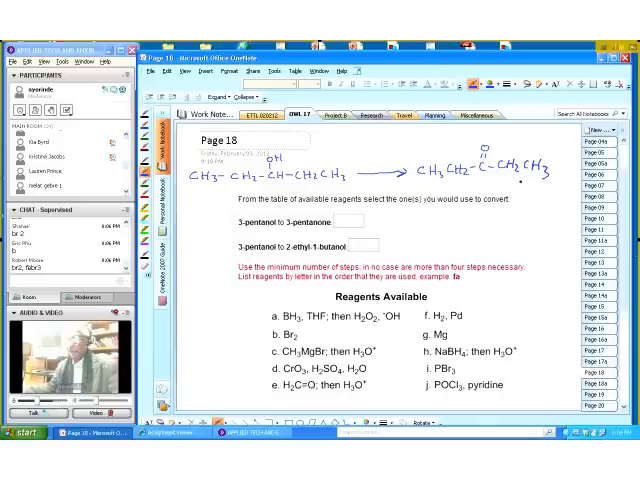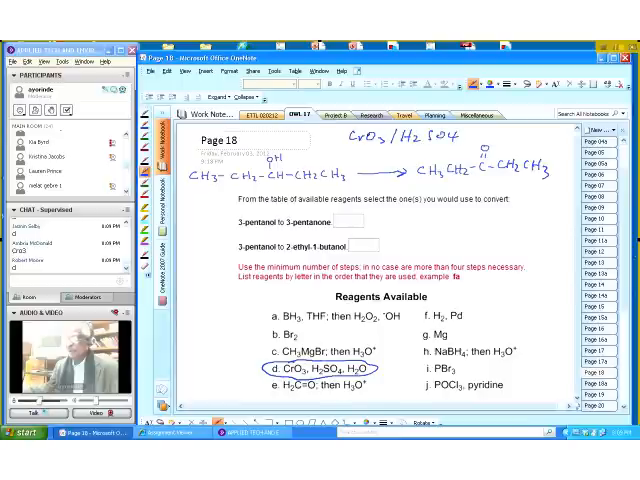There is a variety of reagents that we can use, going from a secondary alcohol to a ketone. We could use, okay, we say D. Yes, D will work. Chromium trioxide in sulfuric acid, that will work. Okay, let's pick that one. Chromium trioxide with sulfuric acid. Okay, what other reagent will work? Okay, let's say that will work.